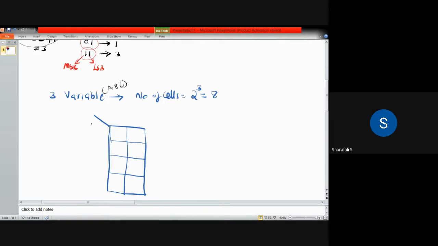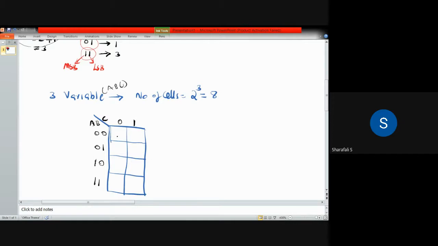So first we will write A, B on this side and C here. Now what will happen? This 0, 0 means A equal to 0, B equal to 0. 0, 1: A equal to 0, B equal to 1. Then after that we have 1, 0: A equal to 1, B equal to 0, then 1, 1: A equal to 1, B equal to 1. Here C equal to 0, C equal to 1.